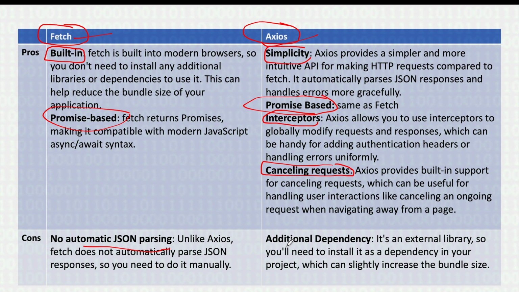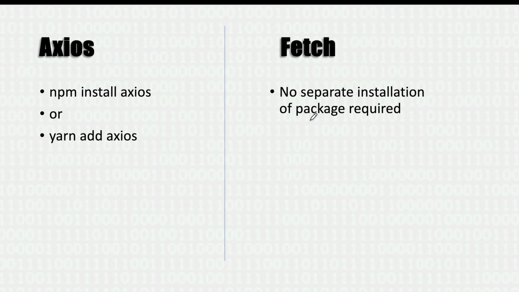In Axios, the con is that you have to have the dependency installed. So you cannot use Axios directly. You have to have the dependency installed before you can use Axios. And this is the dependency which you have to install.